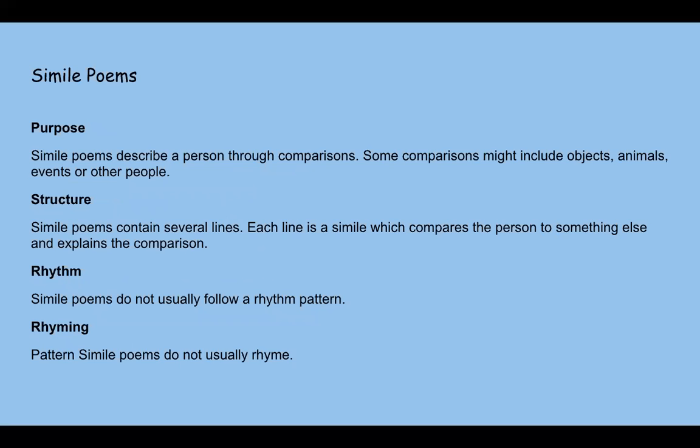Their purpose: we are going to describe a person through comparisons, and some comparisons might include objects, animals, events, or other people. The structure today is going to contain several lines, and each line is a simile which compares the person to something else and explains the comparison. When you think about the rhythm, a simile poem doesn't usually have to follow a rhythmic pattern. You can attempt to do so if you wish, if you want to add that extra layer of complexity, but that's up to you. And in the same way, rhyming.